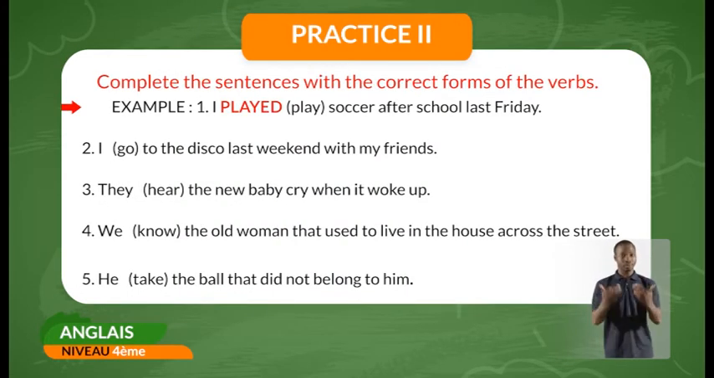Well done. Now let's move on to our practice activity. Practice 2. You're going to complete the sentences with the correct forms of the verbs in brackets. Number 1, you have the verb play: soccer after school last Friday. Play is the verb you're going to write in the simple past. So we have: I played soccer after school last Friday. Good. Now it's over to you. You continue the exercise.